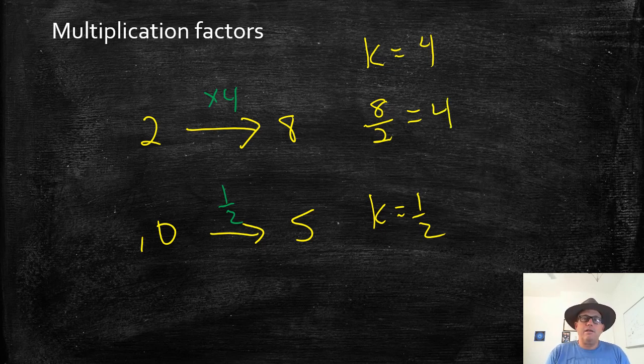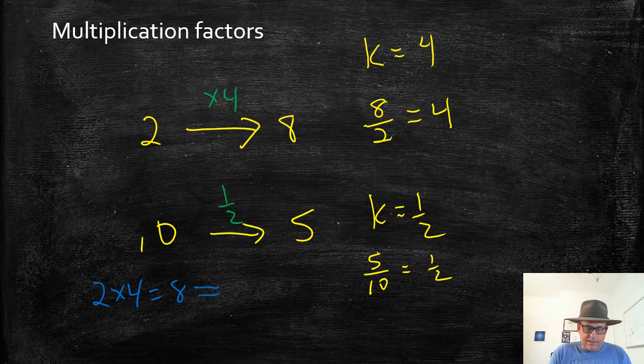Let's look at the second one. 10 times what is 5? Well, I can do 5 divided by 10, which happens to be a half. So this is how we can find the multiplication factor because this is really what's going on, right? If 2 times 4 is 8, that implies that 8 divided by 2 is 4, or 8 divided by 4 is 2. Remember, division is the reverse. Sometimes in math we call it the inverse function of multiplication.